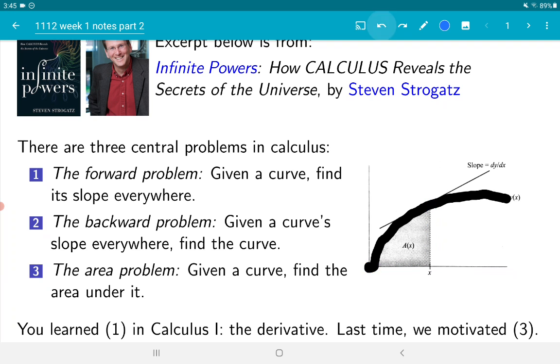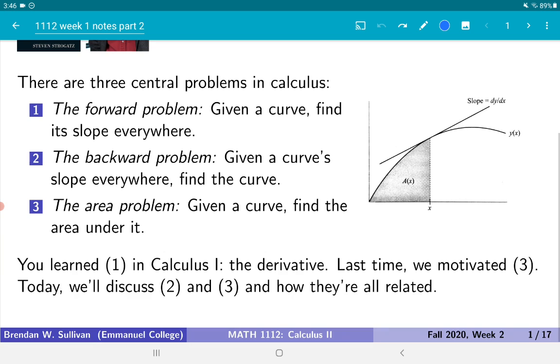And so now's when I get to reveal that you learned about problem number one, the forward problem, in Calculus 1. That's exactly what the derivative is. And over the last few videos, we've motivated problem number three, the area problem. And in the next few videos, we're going to talk about how problem 2 is in fact exactly the same as problem number 3. I only have my audio here, so you'll have to trust me that I'm making a big surprised face, because I still get amazed by this, and I'm hoping that you're astounded by this fact too.